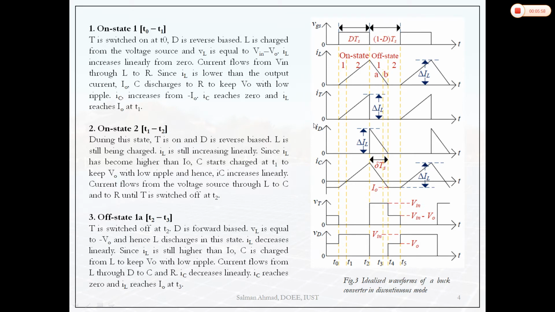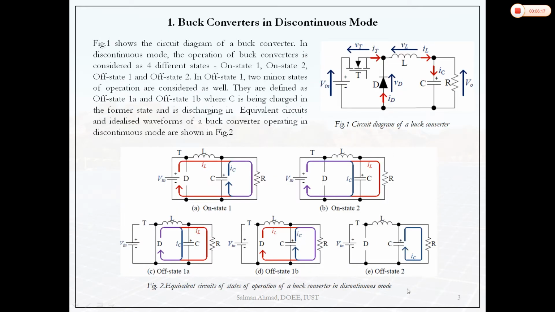Similarly for the diode, during on time it is open circuited, and during off time, off states 1A and 1B, it is equal to IL, then IL becomes 0 in off state 2, so the diode current also becomes 0. So you can see that in off state 2 the diode is open circuited, so the current will become 0.